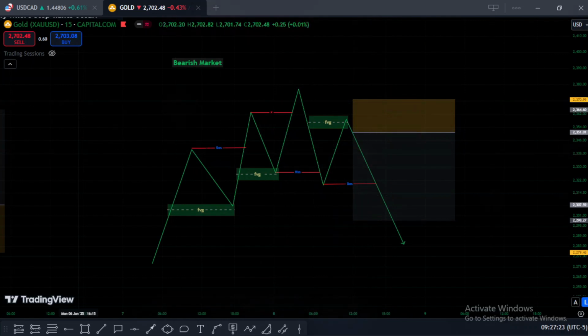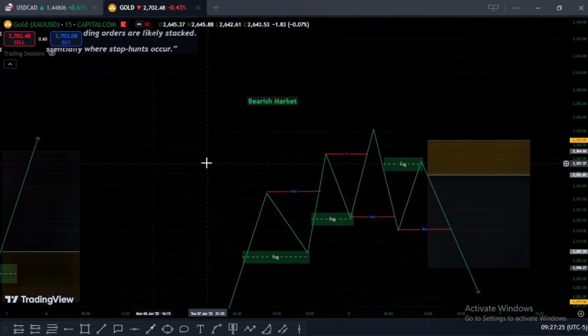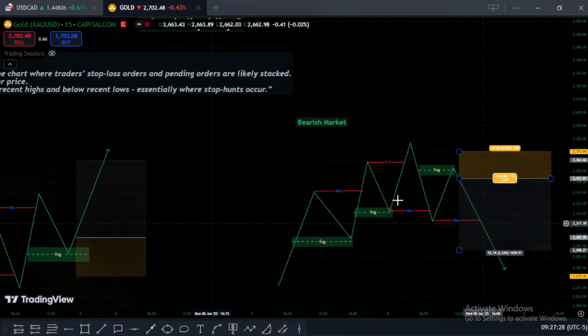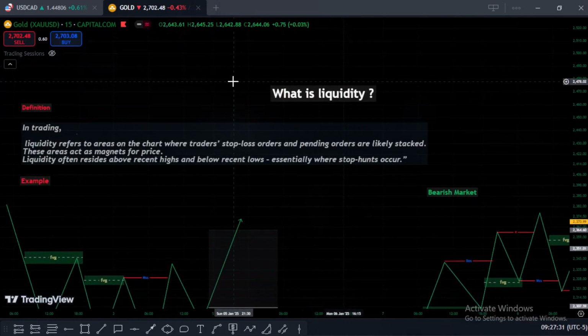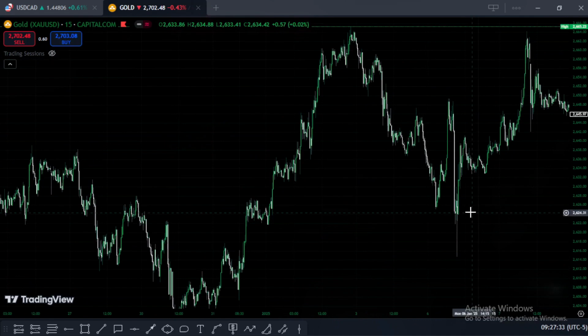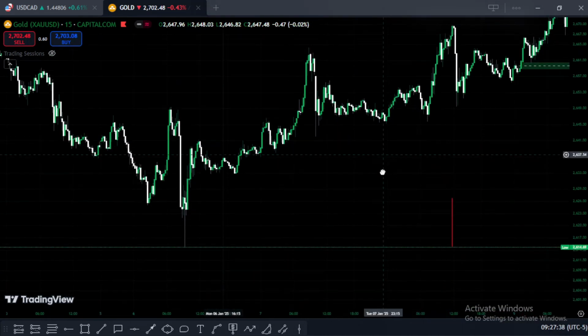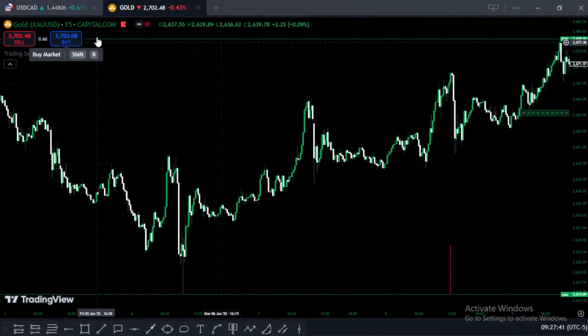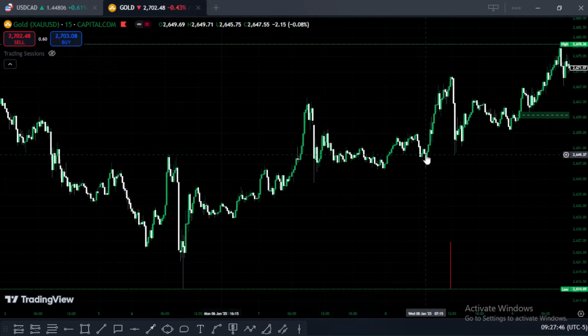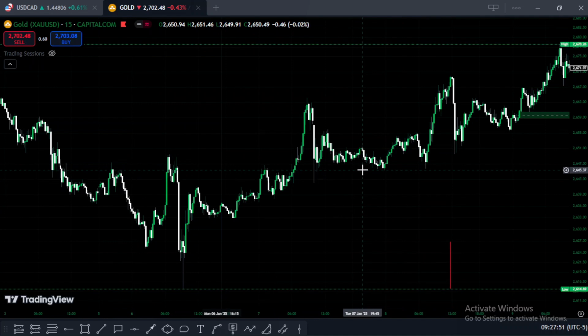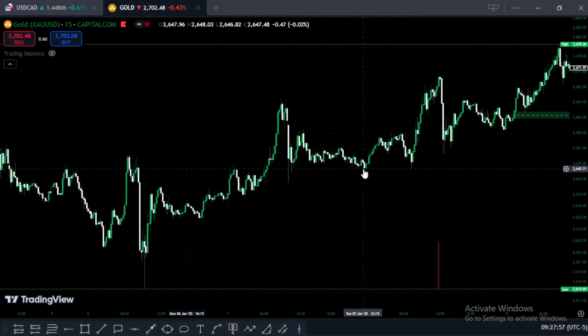So let's go for the chart examples. This was on gold, 15-minute time frame, and we want to be analyzing with that. I'm just going to be randomly analyzing it, as simple as that. I don't want the video to be too long to edit.